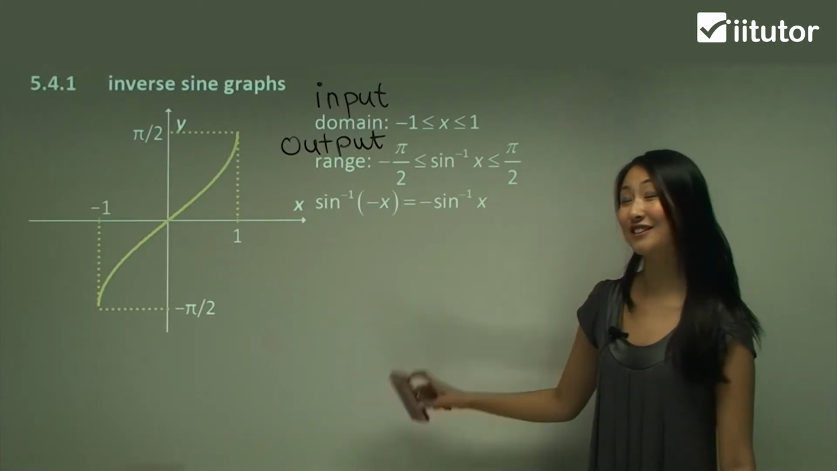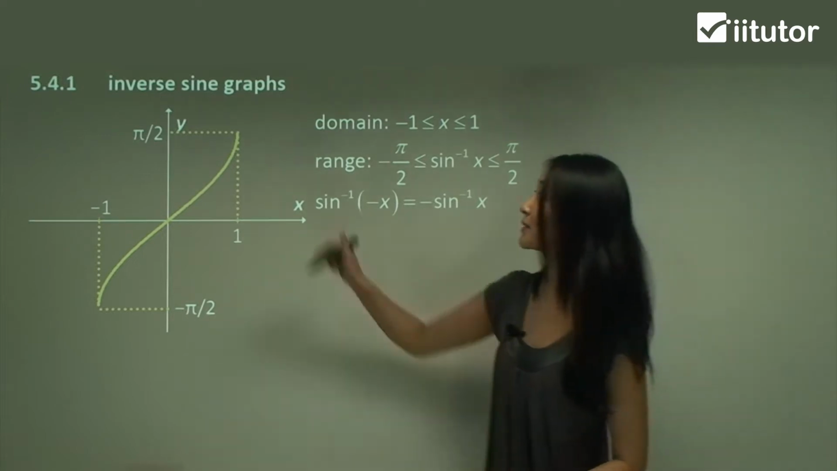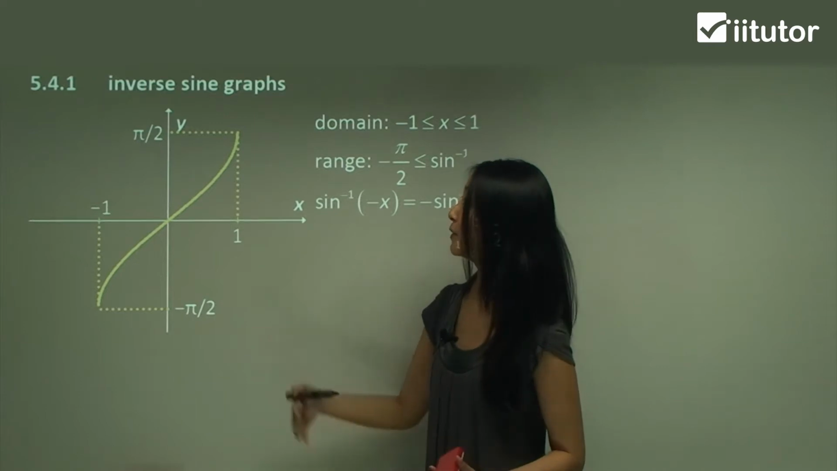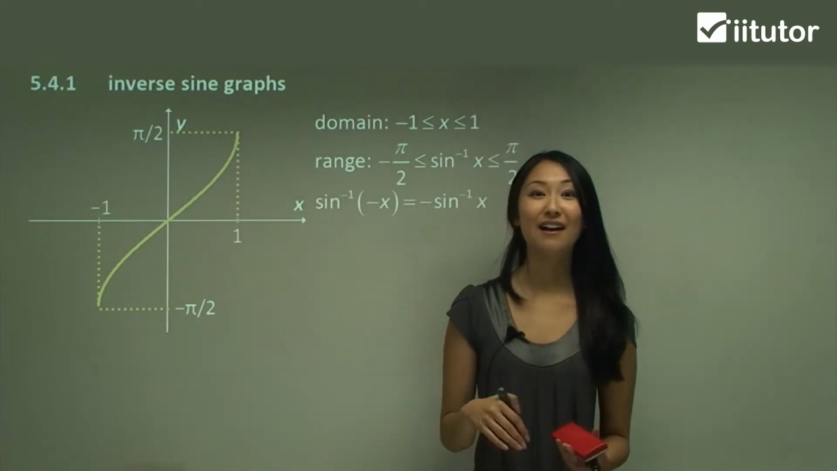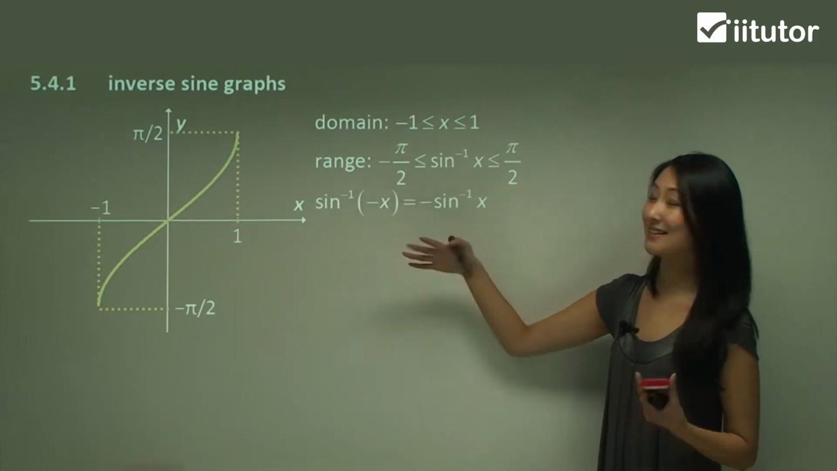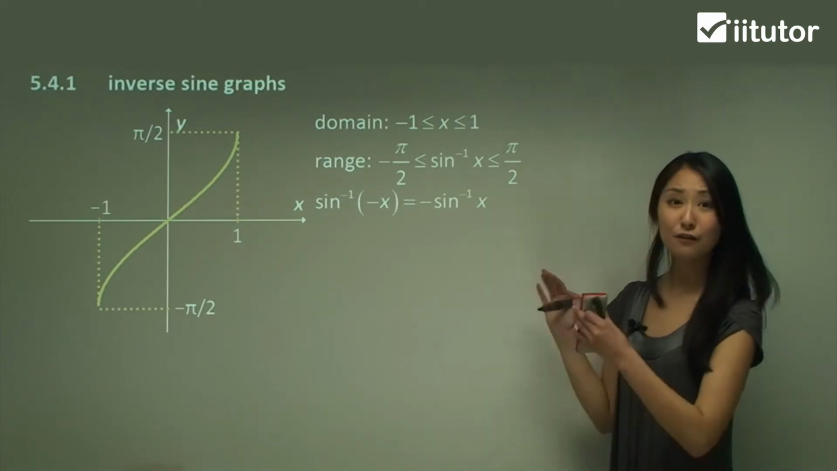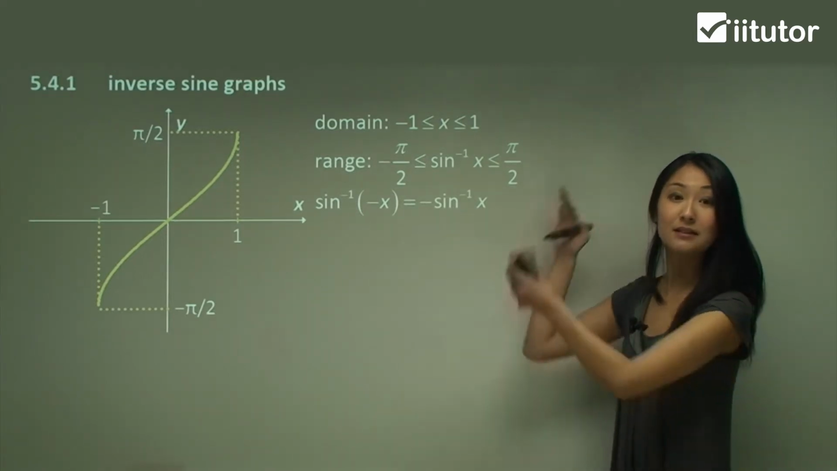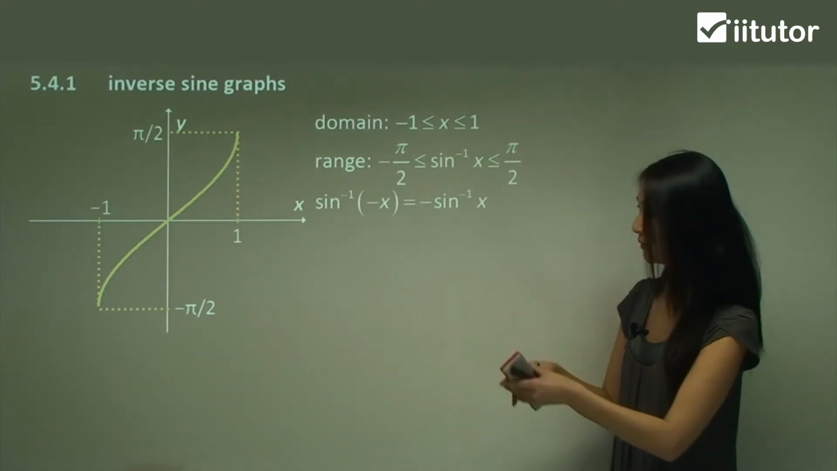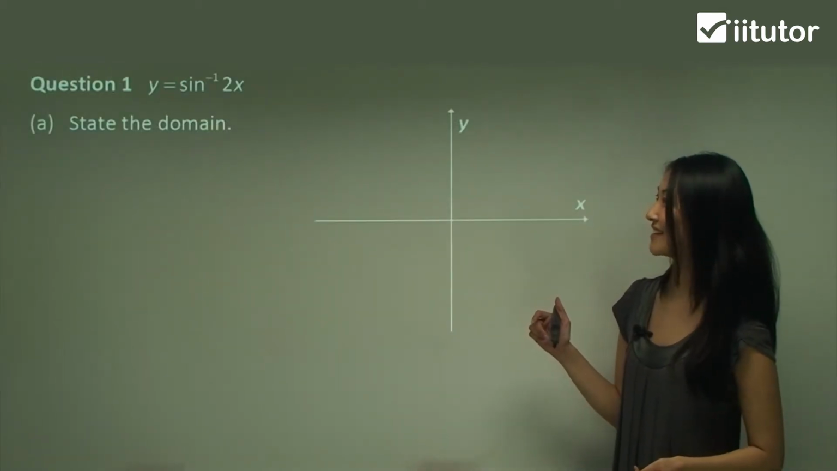All right, so it's only 4 things you need to remember. That is the basic shape of the curve, which looks like this, the input between 1 and -1, and the output between pi on 2 and -pi on 2. And then finally, this is quite easy, inverse sine of -x just becomes negative inverse sine x. If you don't know this, I'll just spend a couple of minutes memorizing this, because otherwise the questions we do later on will be quite difficult. All right, let's use this information now and have a look at some of these questions.